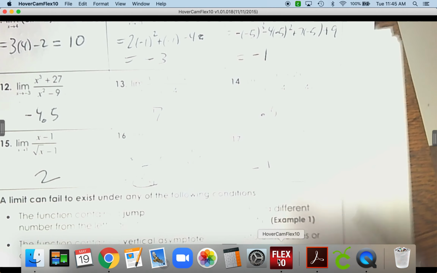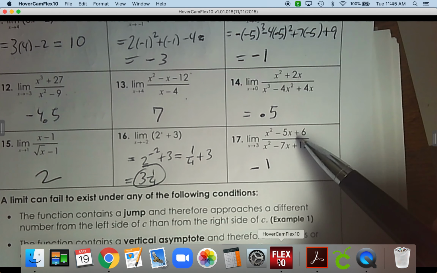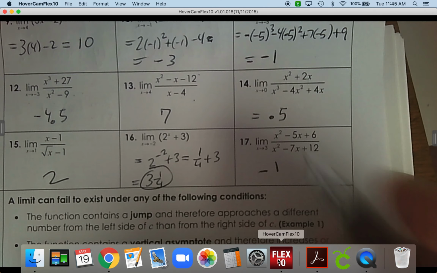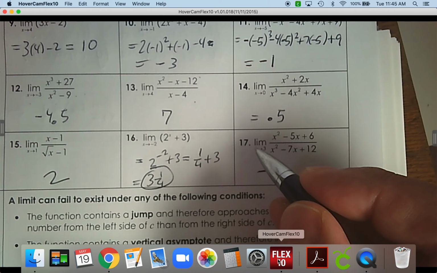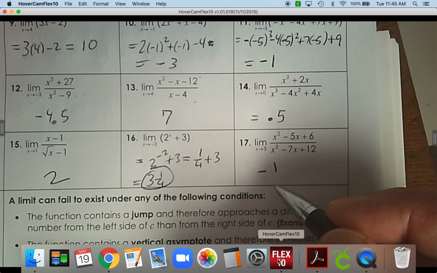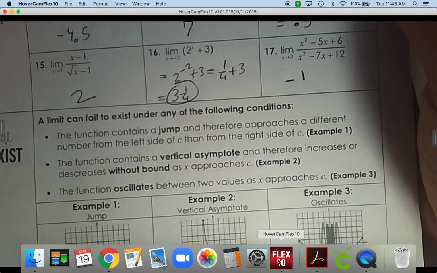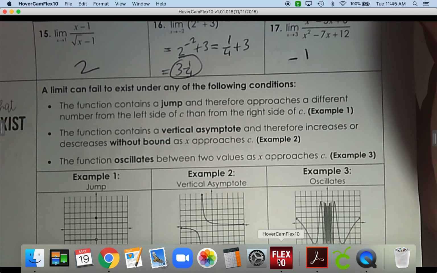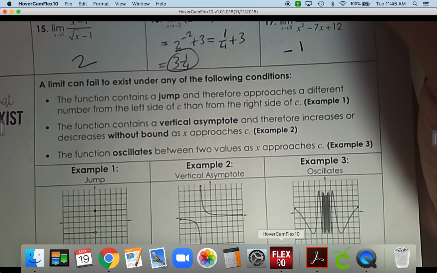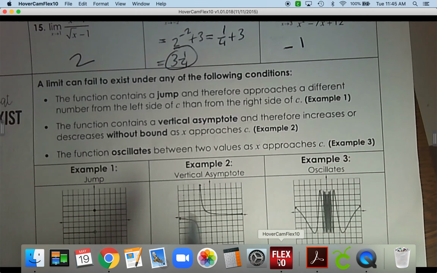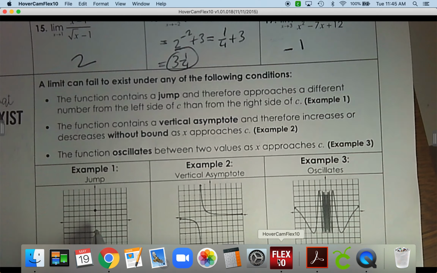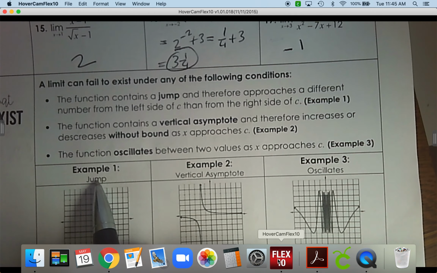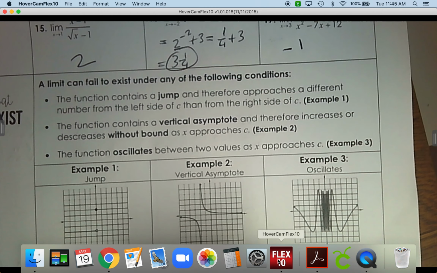Notice if I did a direct substitution, no answer. But I'm not looking for that. I'm looking for what it is getting closer to from both sides of that number, and do they agree? Now, a limit can fail to exist, and that means the left and the right do not agree. The function contains what's called maybe a jump, so that it goes and then jumps to another y value.